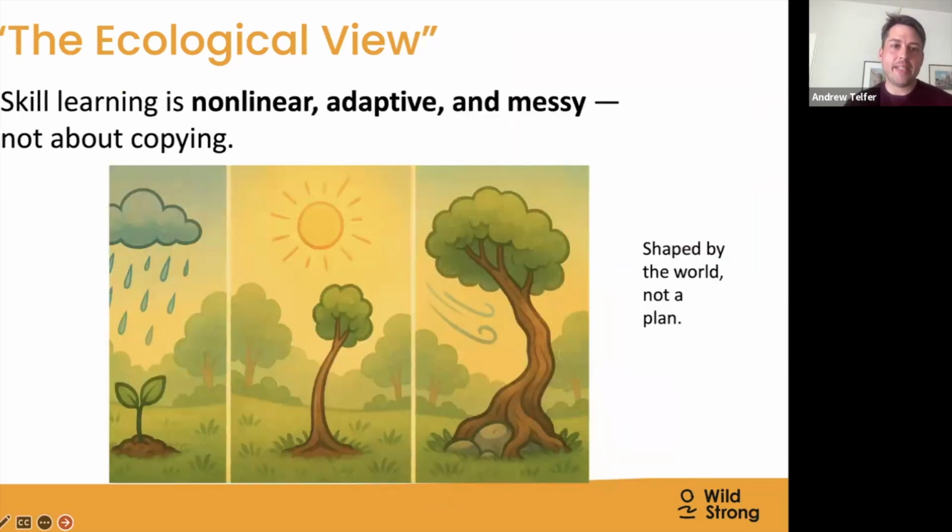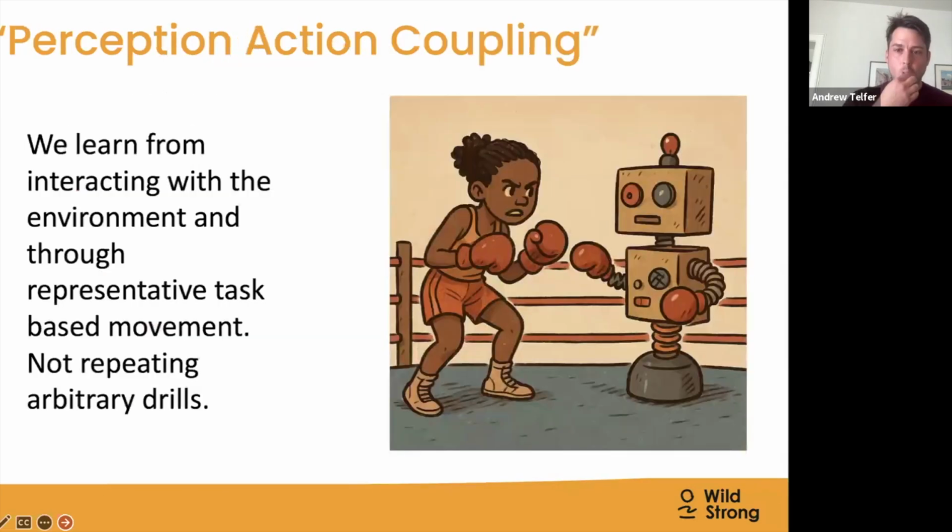So this means that skill learning is nonlinear, it's adaptive, and it's messy. It's not about copying. I have this nice little picture here of a little sprout that is adapting to the environment around it. So instead of it being this perfect platonic ideal of what a tree will be, it's going to react to the rain, it's going to react to the sun, maybe it'll move towards the sun, it's going to react to the wind. And this plant is going to adapt to the world around it. And that's how we are as well. We're not these perfect snapshots of perfect movement. We adapt to the environment around us.